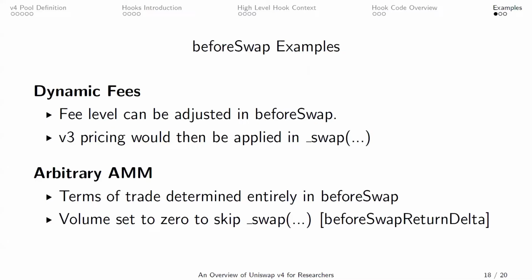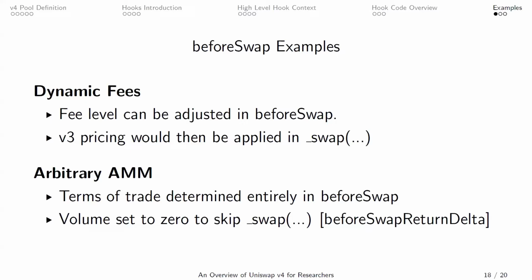One I already alluded to, dynamic fees. So mechanically, how do dynamic fees work? Well, basically, you would adjust the fee level in before swap. And if that's the only thing you do, then it's going to take your new fee level and basically run V3 pricing on it. Because again, the core code of V4 actually is the V3 code. It's just got stuff around it, which is what you can customize.